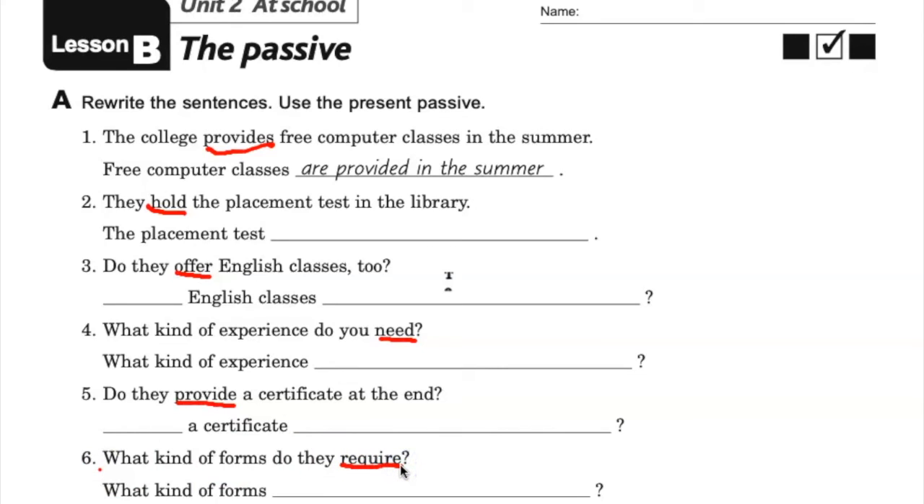So what you're going to do is you're going to change this verb to passive, present passive. So you will use the verb to be, and the past participle. So see, the first one's done for you. Free computer classes is the word to be, or the verb to be, and provided is the past participle. Free computer classes are provided in the summer. So what I'd like you to do now is press pause and do the next 5 sentences. And then we will check for our answers.